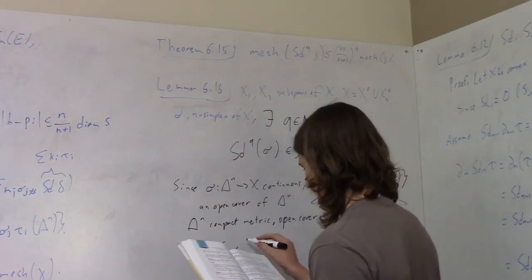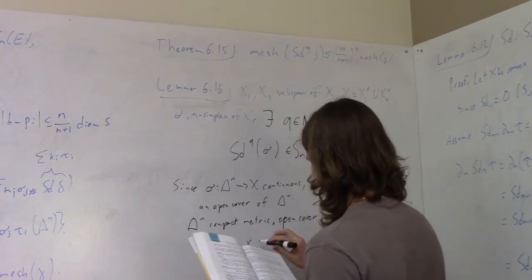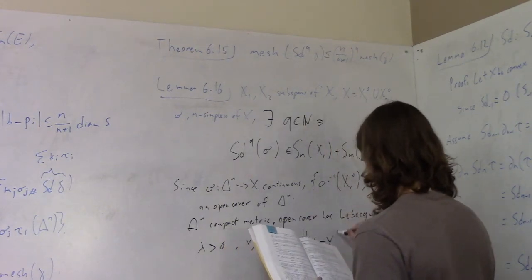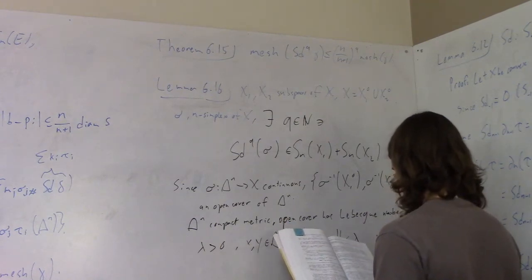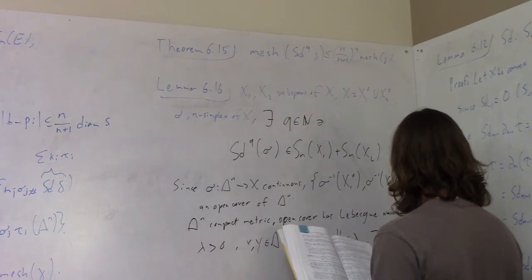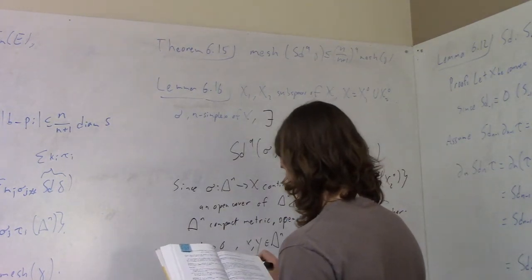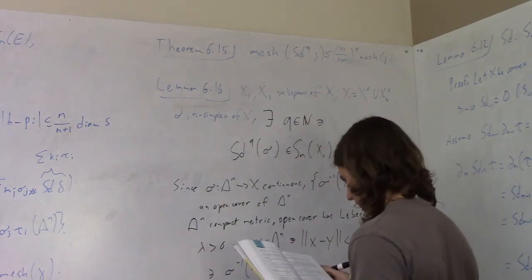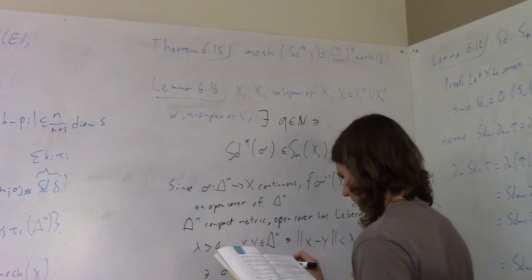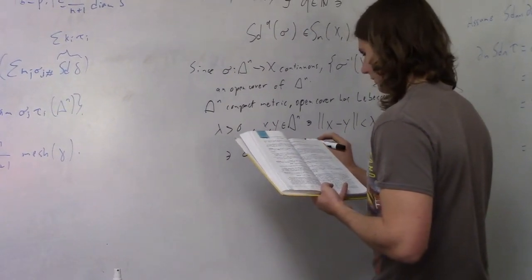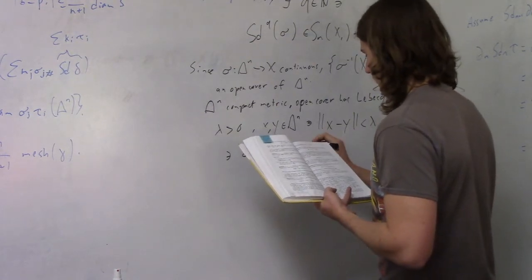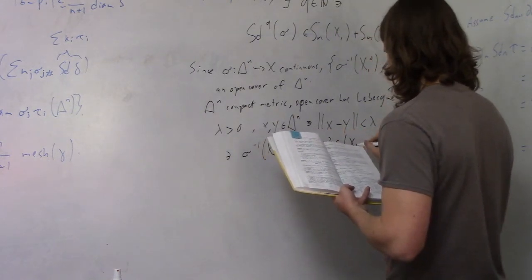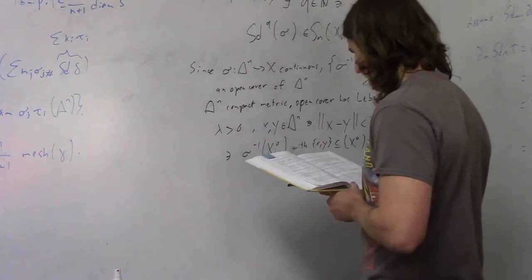this open cover has a Lebesgue number, which means that whenever x, y in delta n satisfy the norm of x minus y less than lambda, there exists i equal to 1 or 2 such that sigma inverse of the interior of Xi contains both x and y. That's just the definition of the Lebesgue number.